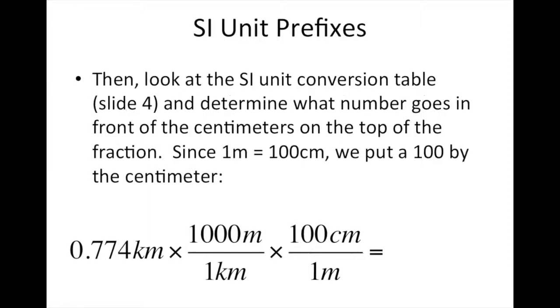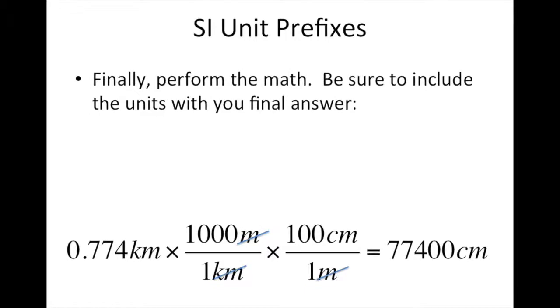1 meter is equal to 100 centimeters. I know that conversion. So now I have this, what we call a dimensional analysis problem set up. And I just have to cancel out my units. My kilometers cancel. My meters cancel. There should be a line through here. And I'll end up with centimeters as my final units.